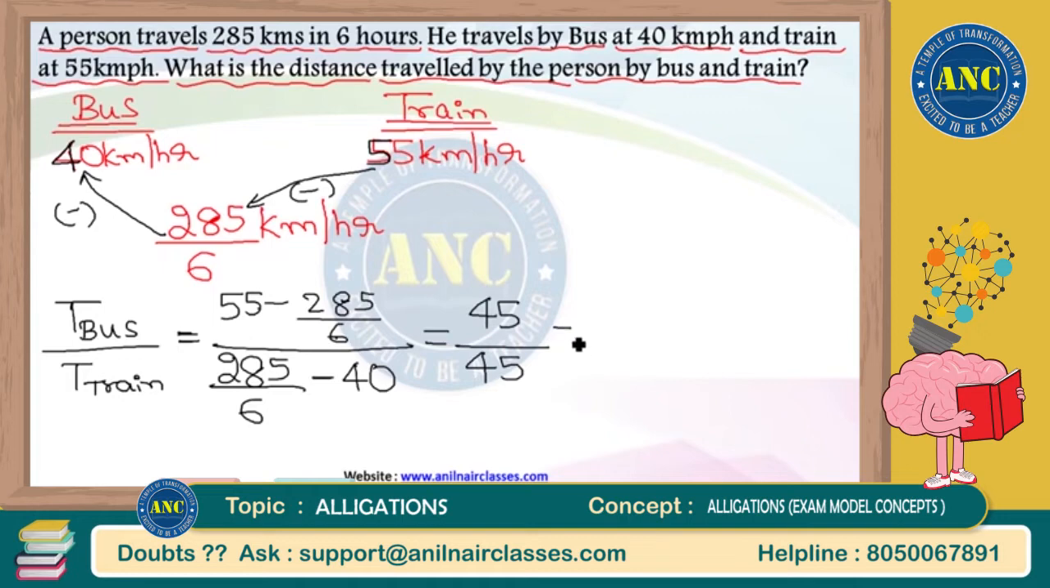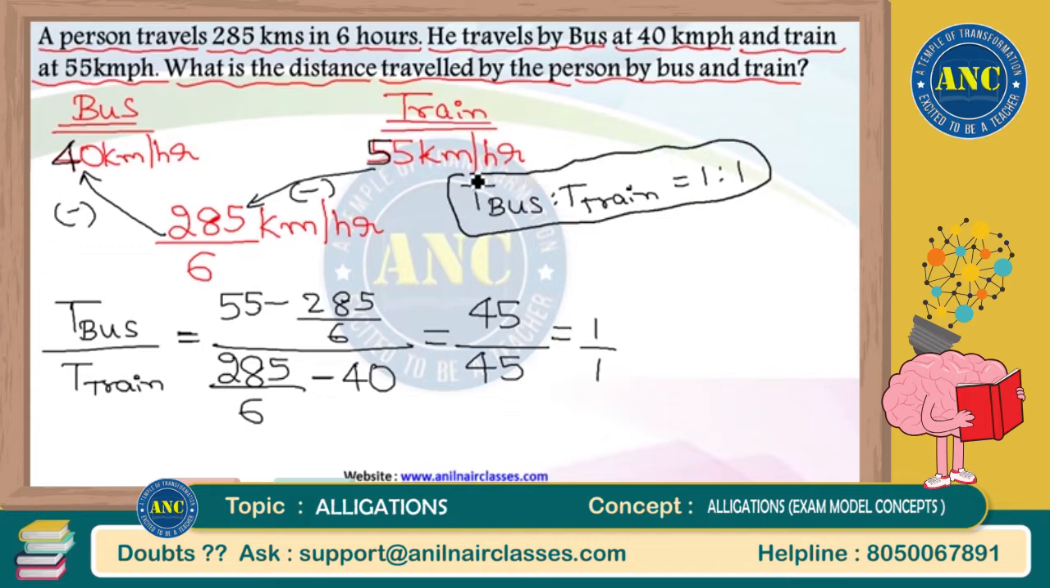45 by 6, that 6 and 6 cancels. Anyway, 45 by 45 also cancels. That means I got the ratio of time taken in bus and time taken in train as 1:1, or in simple language, time taken in bus and time taken in train are in equal ratio. I hope you are understanding. They are in equal ratio.